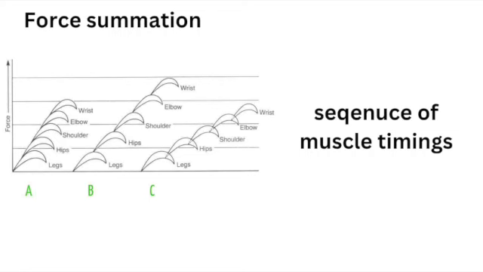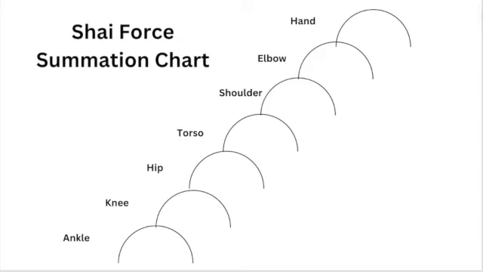Force summation is the body's ability to transfer momentum from the larger central muscles to the smaller, more distal muscles. This occurs when all body parts act simultaneously in practice. Shai's force summation charts show that all his movements line up perfectly for optimal velocity for the free throw. The body part's momentum moves from the bottom to top, from ankle to knee to hip to torso to shoulder to elbow to hand, all at perfect timing.